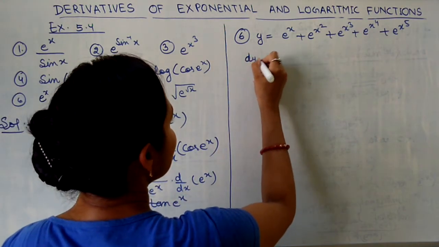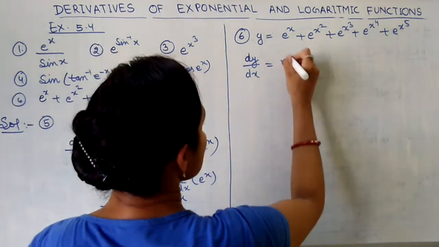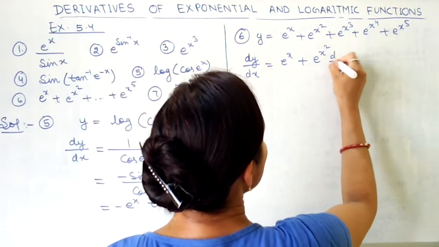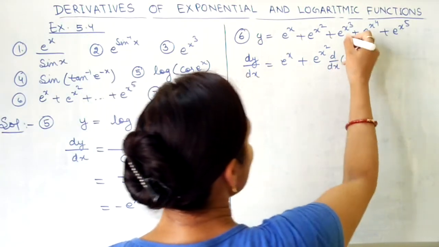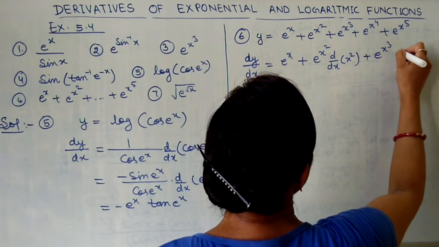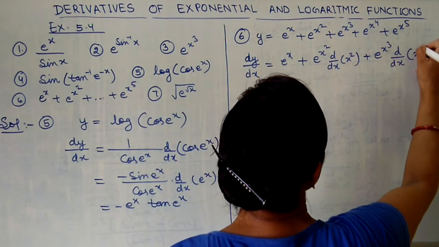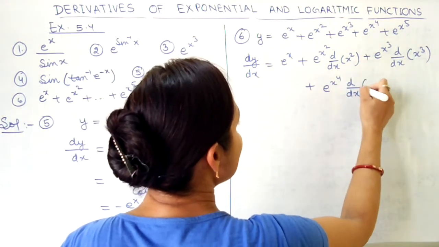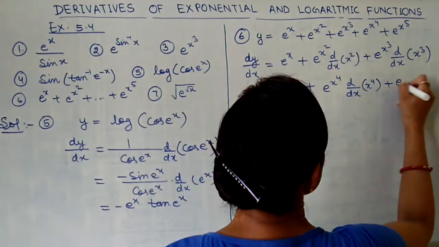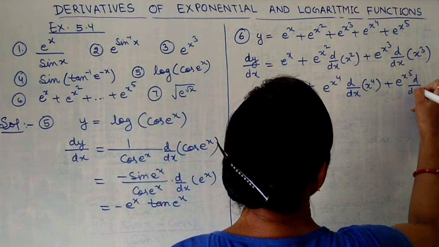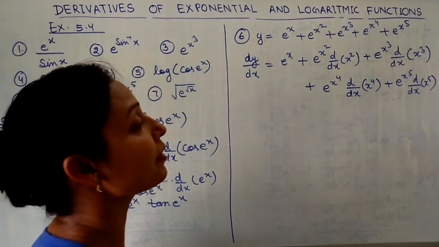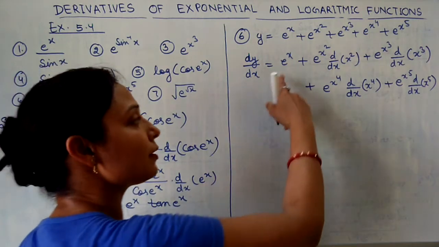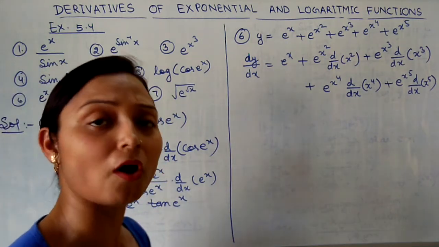When you take the derivative, it is e^x, then the derivative of e^(x²) is e^(x²) times the further derivative of x². Now in the third term, e^(x³) as it is and the derivative of x³, plus e^(x⁴) and the derivative of x⁴, plus e^(x⁵) and the derivative of x⁵. When I do the further differentiation of x, that will equal 1, so I will not write the derivative of x. That will always equal 1.